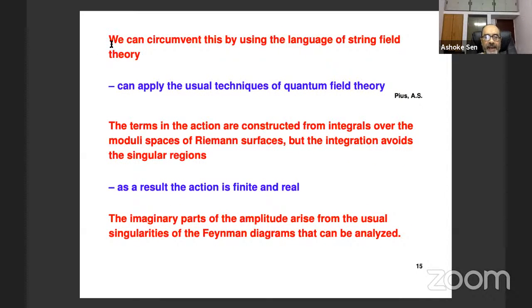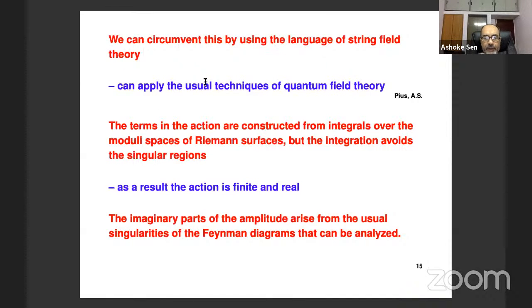So what we can do, however, is to circumvent this by using the language of string field theory. And once we have used the language of string field theory, we can apply the usual techniques of quantum field theory. So let me just say a few words about string field theory.